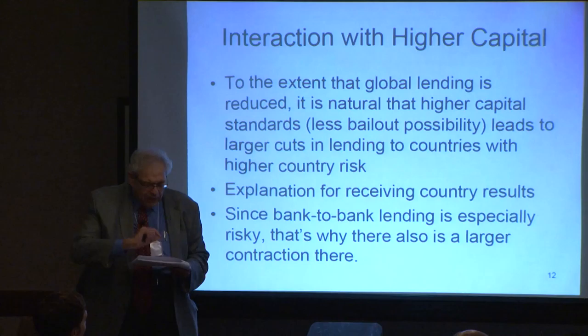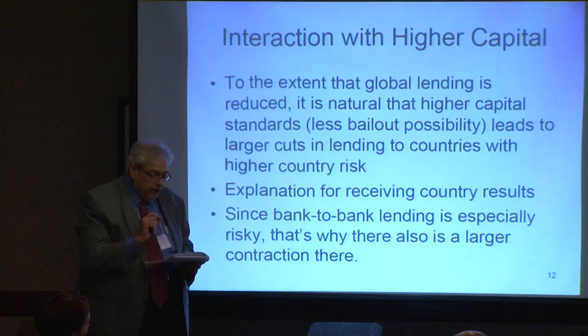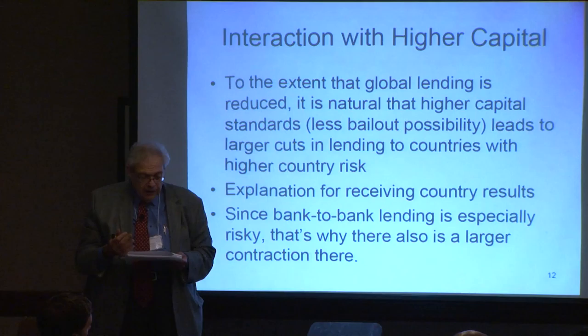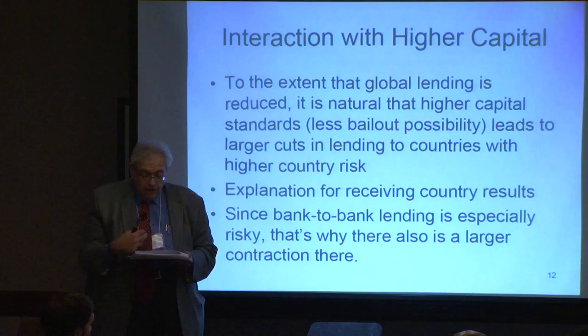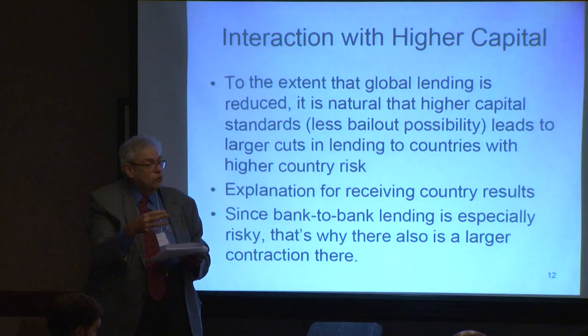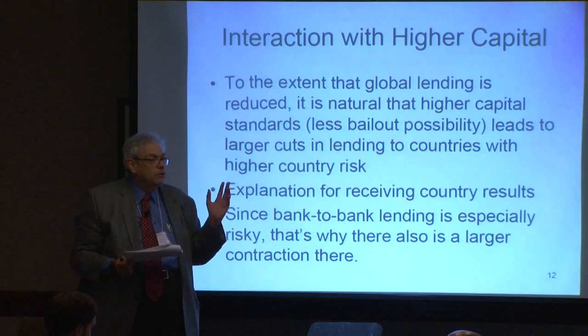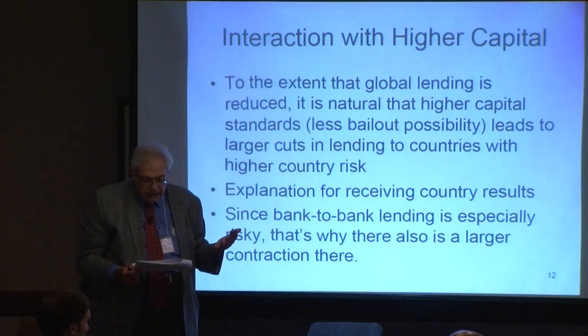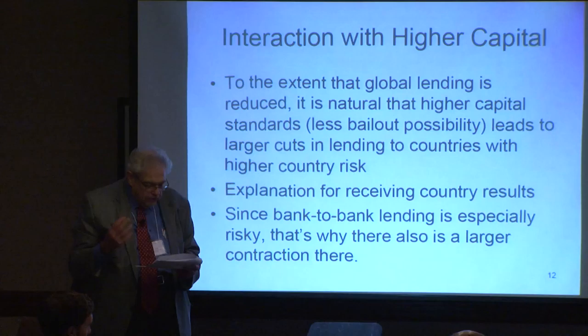So how would I interpret these results? Particularly with respect to higher capital, to the extent that global lending is reduced in the presence of the higher capital standards, I think it's natural to think that what higher capital standards are doing is reducing the possibility of bailout. And so they're reducing risk-taking incentive. That seems to me to be the core, and that's how the authors should think about their empirical results. My sense is you can probably explain most of your empirical results with respect to the interaction with capital through that lens. I think it's an explanation, for example, for the receiving country results. I think it's an explanation for why, if you assume that bank-to-bank lending is especially risky, there's a larger contraction there.